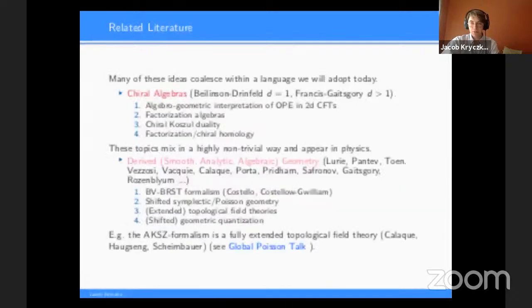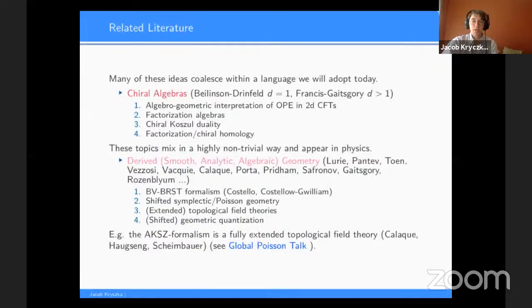I also want to mention there's an approach related to chiral algebras, and all of these ideas coalesce and fit naturally into a more homotopical mindset of derived geometry, which has had amazing applications to symplectic geometry. For instance, the AKSZ formalism appears as a fully extended topological field theory, and this was also discussed in a previous Poisson webinar series.